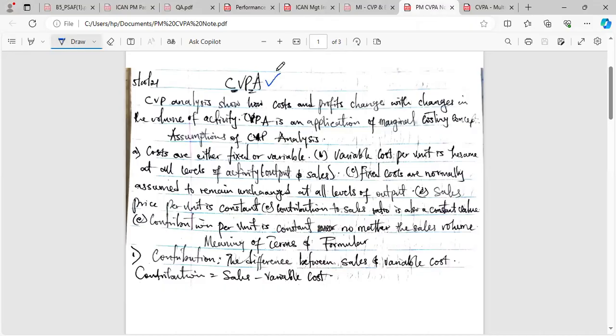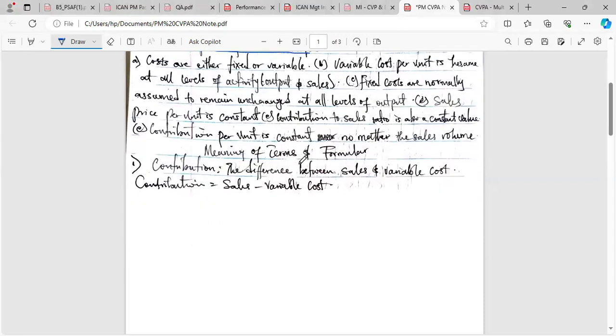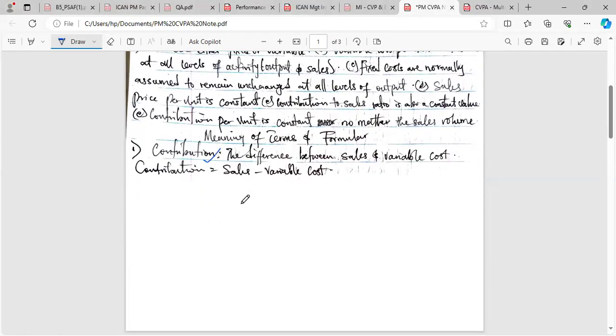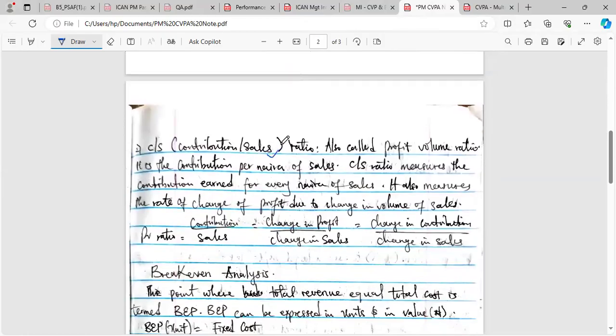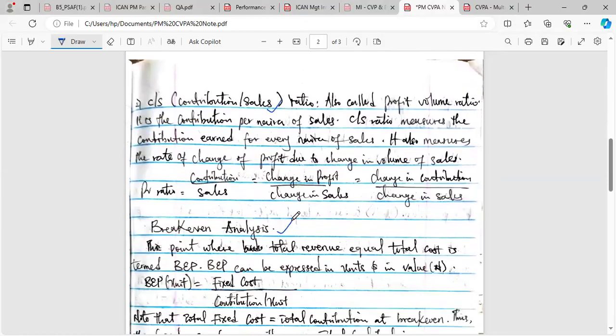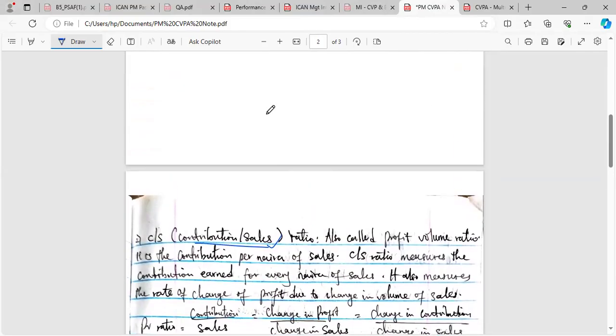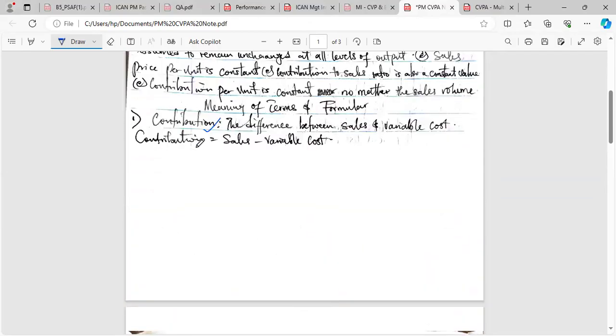Although you may not see a question in your ICAN that will tell you to define CVPA, I'm sure that you will see a question that will tell you to state the assumptions of CVPA. And I'm still sure that you will see a question that will tell you to define the following terms: contribution, contribution to sales ratio, in fact, even including break even. So I explained these terminologies and I gave you the formula that is used to compute contribution and contribution to sales ratio.